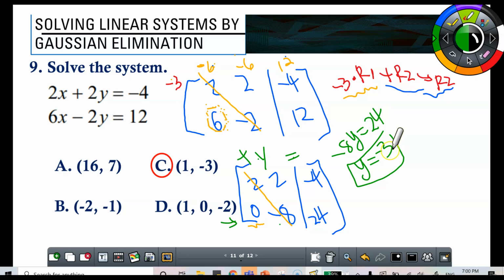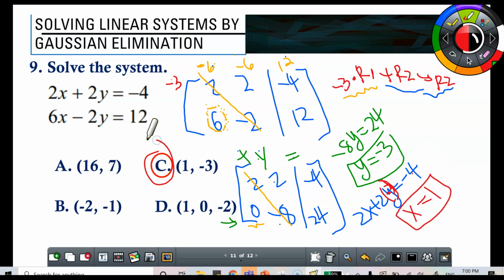And if we know y equals negative 3, plug it back into the first equation. But what is your first equation? It is 2x plus 2y equals negative 4. Plug negative 3 into the place of y and solve it. I'm not going to solve it step by step. This is negative 6, and add 6 on both sides. It becomes 2. 2 divided by 2 is 1. X equals 1. And that's it, which is option C.